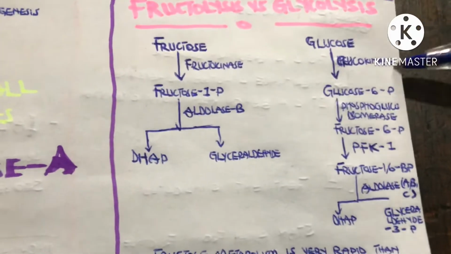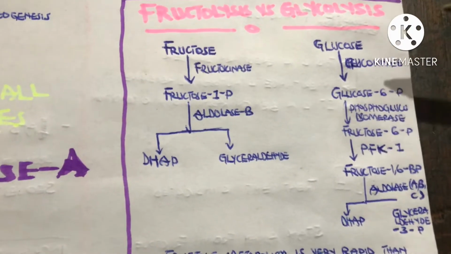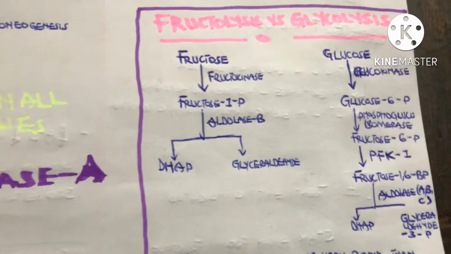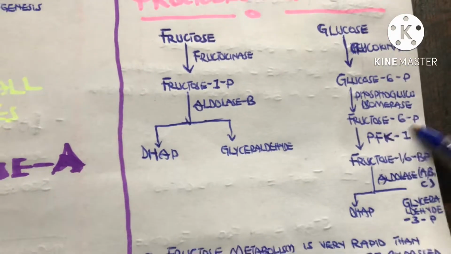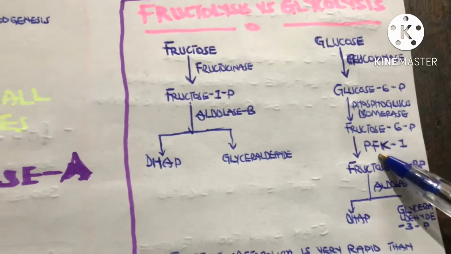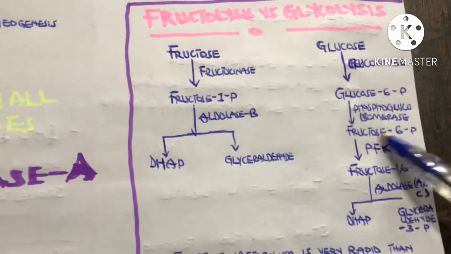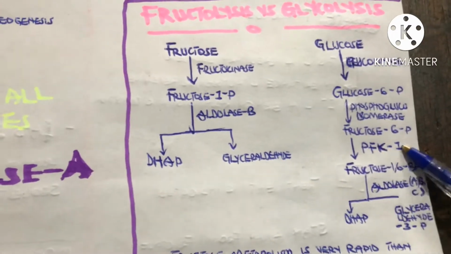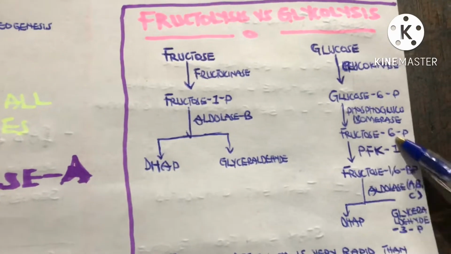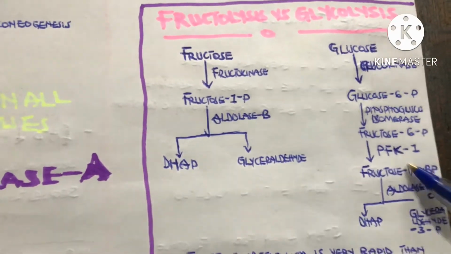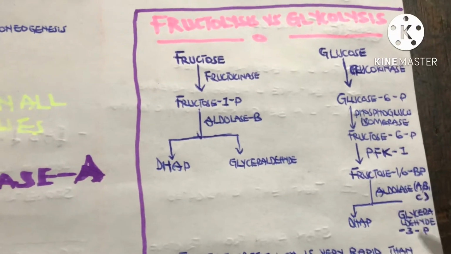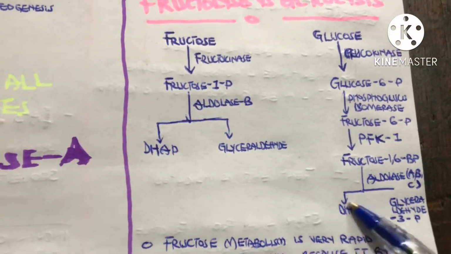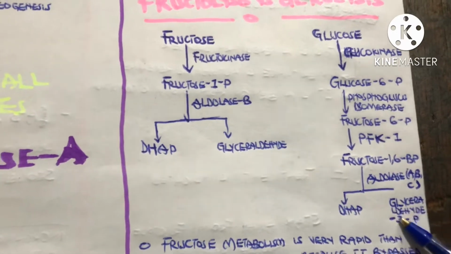And glucose is being converted to glucose 6-phosphate in the liver by glucokinase, or in other tissues by hexokinase. And this glucose 6-phosphate is being converted to fructose 6-phosphate, which will be converted to fructose 1,6-bisphosphate by the help of the enzyme phosphofructokinase 1. And this step in glycolysis is known to be the rate limiting step. And this fructose 1,6-bisphosphate will be cleaved by either aldolase A, B, or C into dihydroxyacetone phosphate and glyceraldehyde 3-phosphate.